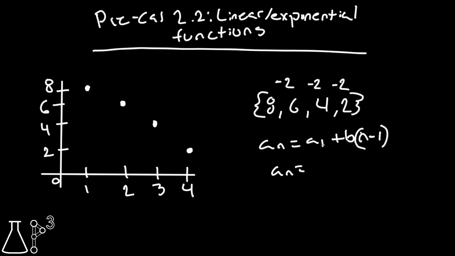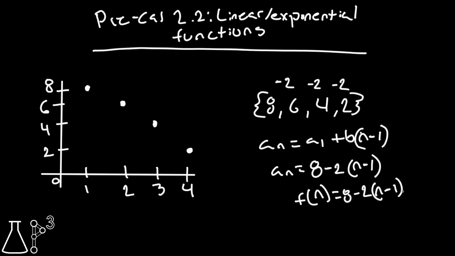But here, we know that our a_1 is 8, right? Plus b, our b is negative 2, because we're subtracting 2 each time, times n minus 1, right? So there you go. Now we have our sequence, right? So we can even write this out as a function, which is why I was saying you can treat this as a function of n, right? Because we have 8 minus 2 times n minus 1.